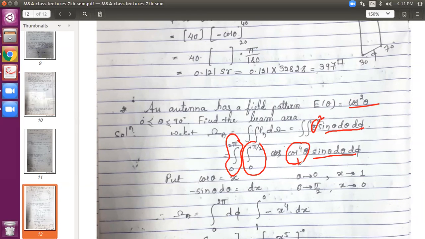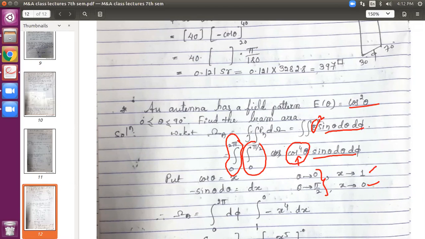Substitute cos theta equal to x. If you substitute cos theta equals x, minus sin theta d theta will be equal to dx. And as the theta limits are different, your x limits will also change. If theta is 0, x will be equal to cos 0, which is 1. And if theta is 90 degrees, cos 90 is 0, so x is equal to 0. So your limits change from 0 to pi by 2 earlier, and now they are 1 to 0.